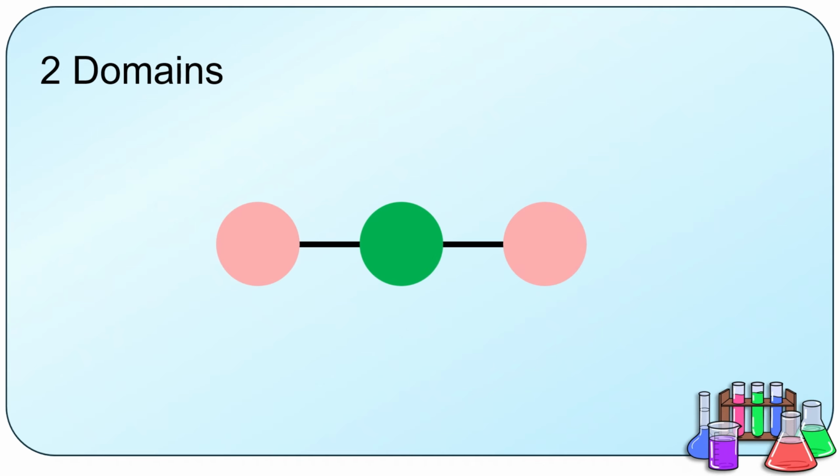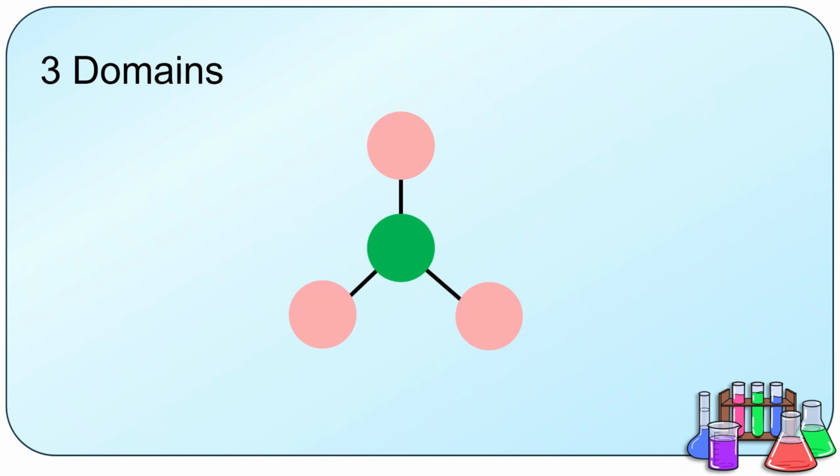Here's a molecule with one central atom and two electron domains around it. The two domains repel each other, so to get as far away from each other as possible, any atom with two domains will have a 180-degree bond angle. This molecular geometry is called linear. Here's a molecule with three electron domains. It has a bond angle of 120 degrees, and this geometry is called trigonal planar.